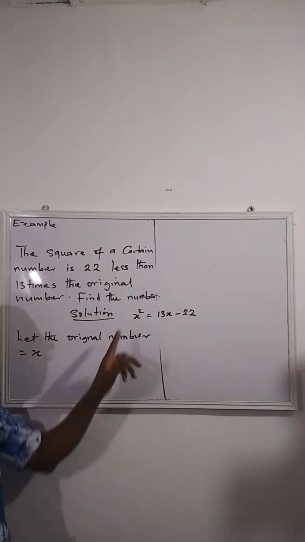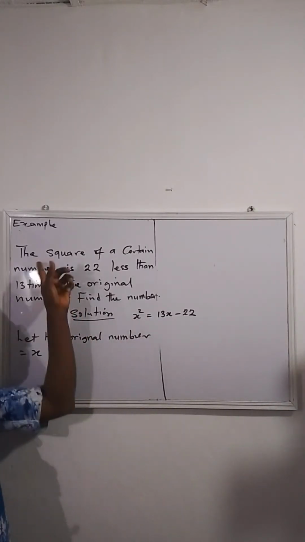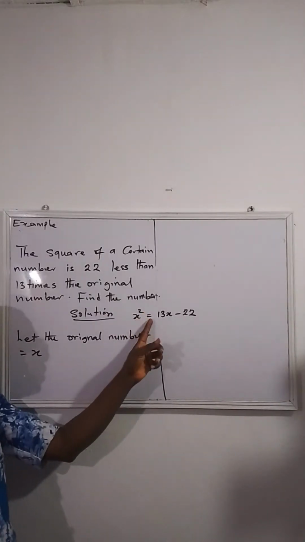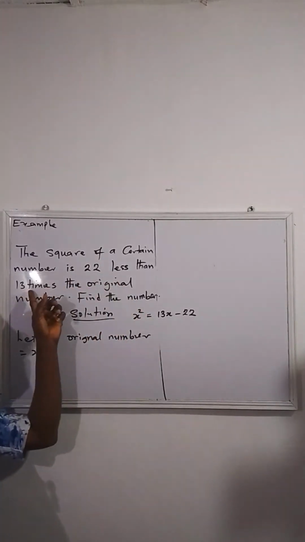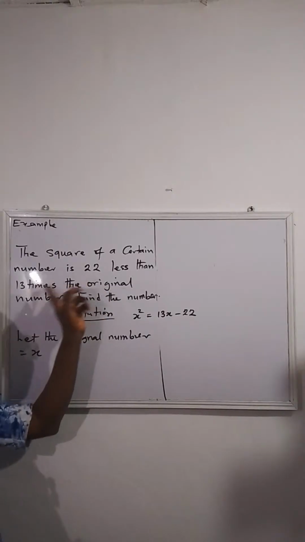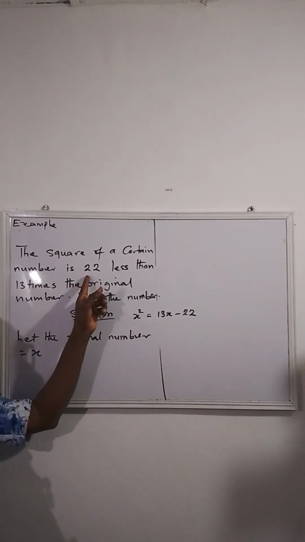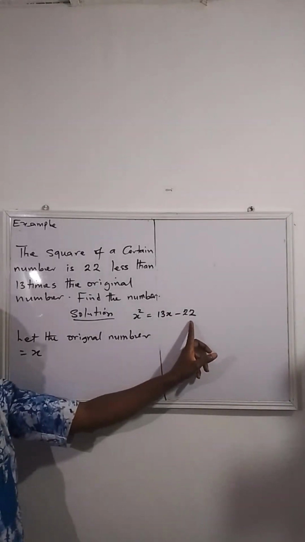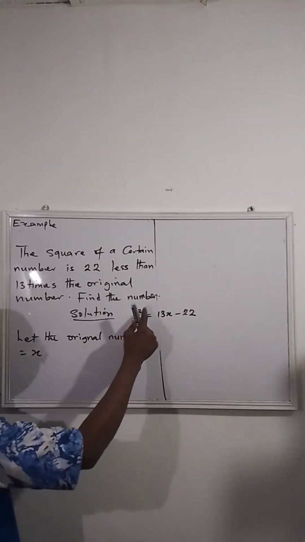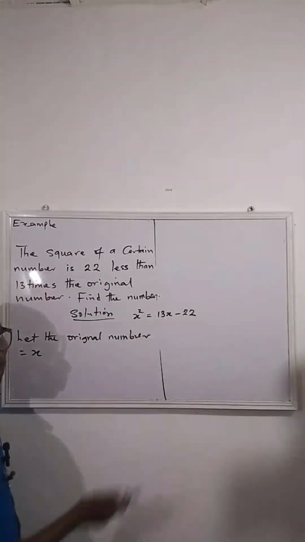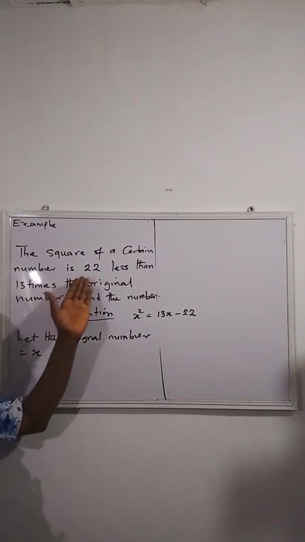Hope you get that. This is the square of a certain number, is equal to 13 times the number, and it is less by 22. Once it is less by 22, that means you subtract 22 from it. So x squared equals 13x minus 22. That's what this statement is talking about.